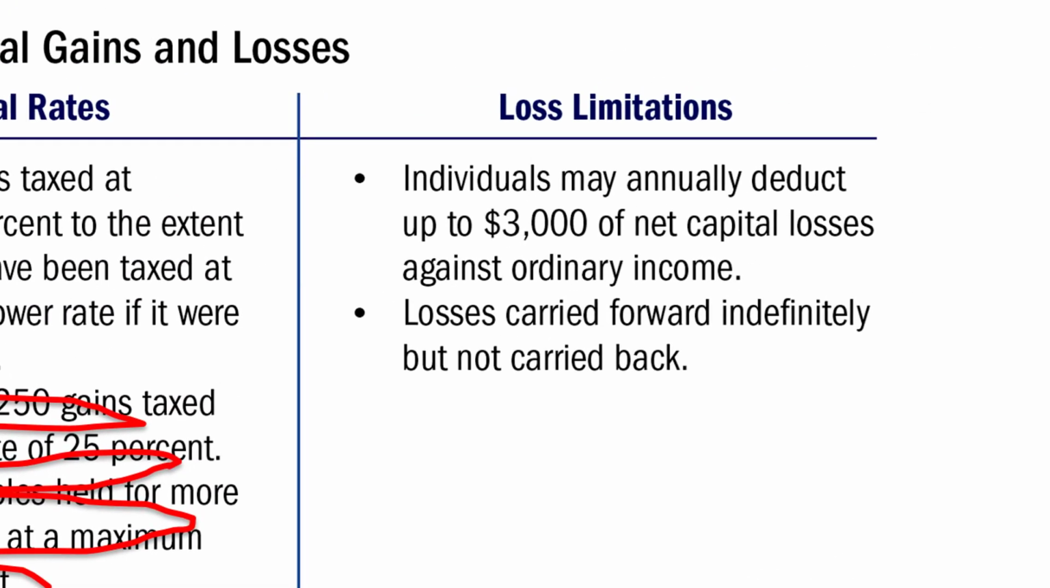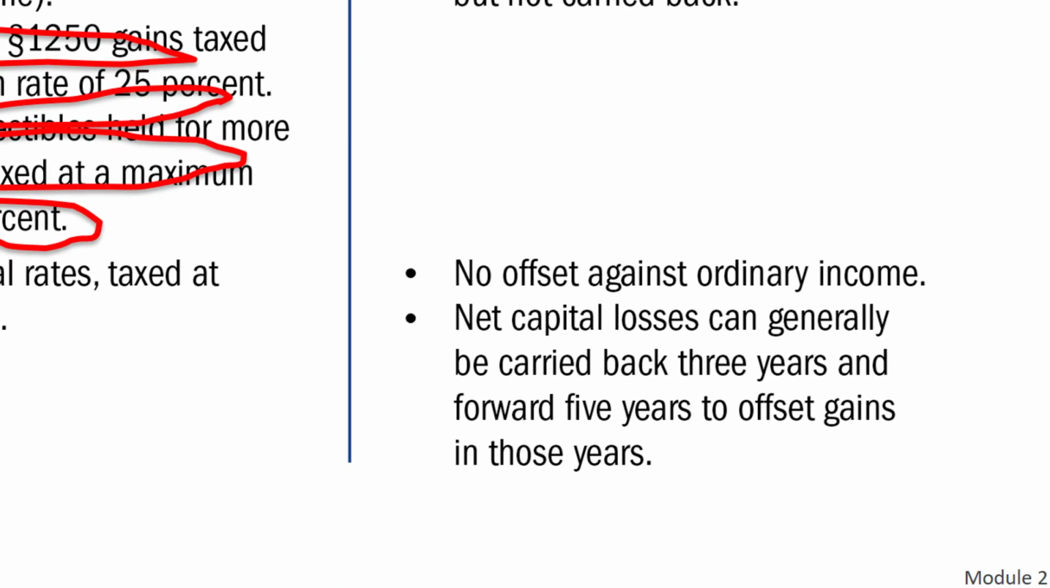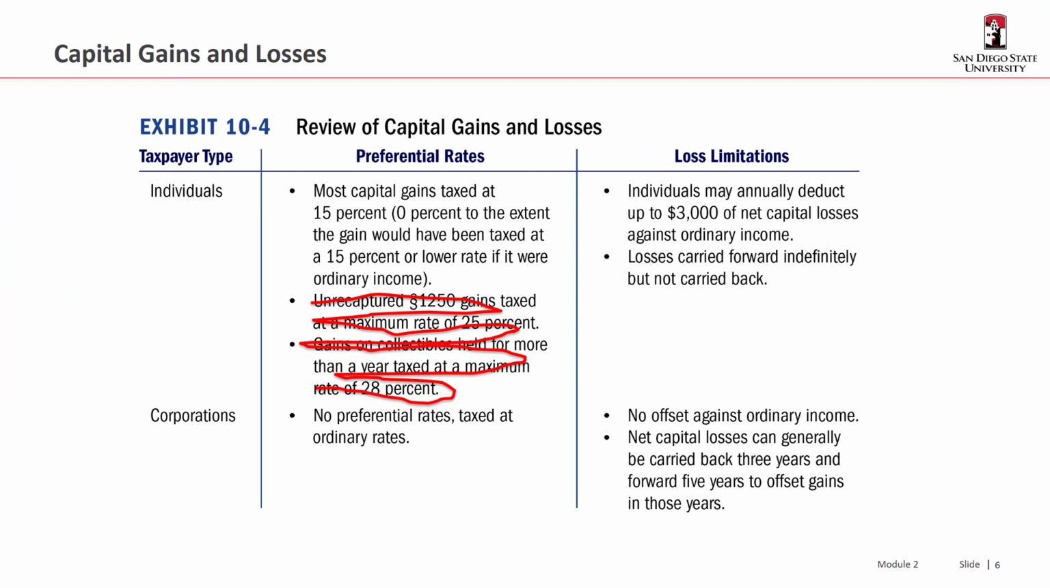From a loss limitation perspective, individuals can deduct up to $3,000 of a net capital loss against their ordinary income. And to the extent they have more than that and they're unable to deduct it, they can carry forward that loss indefinitely. Corporations cannot offset any amount of net capital loss against ordinary income, but they can carry it back 3 years or forward 5 to try to offset capital gains in those years.